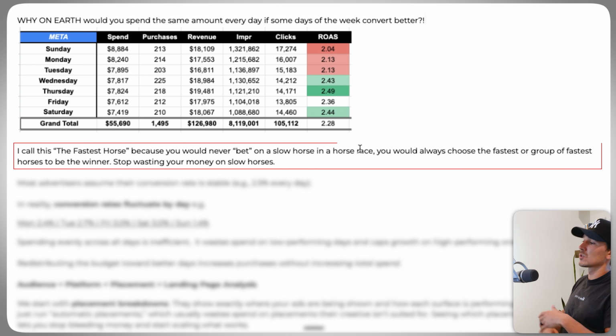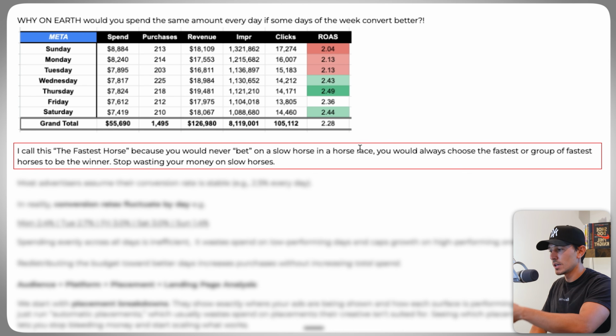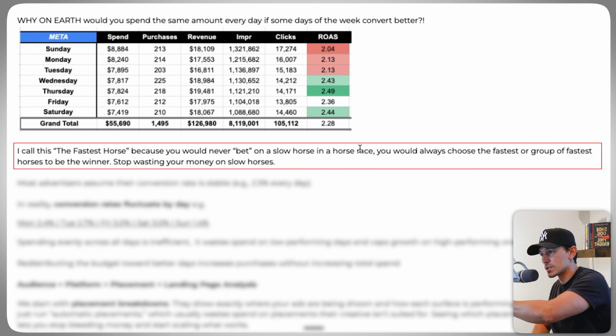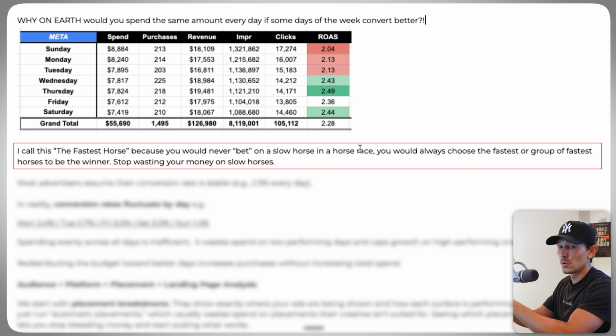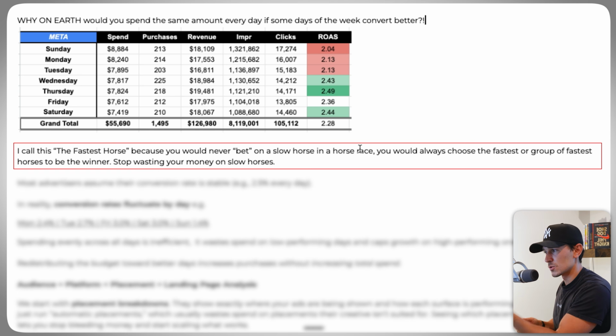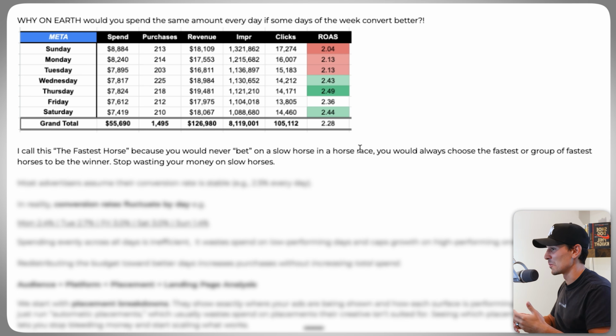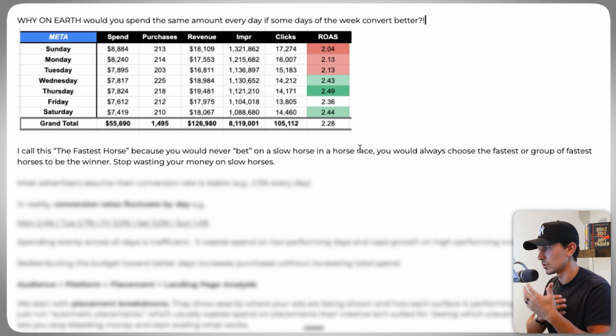So I call this the fastest horse because you would never bet on a slow horse in a horse race. You would never spread your bets evenly across all horses. You want to pick the one or two or group of horses that you believe are most likely to be the winner and bet on those horses. This is not gambling advice. I'm no better. But in this case, we want to make sure we are putting our money on the days of the week that are most likely to convert. And the same principle of this applies to many other breakdowns.